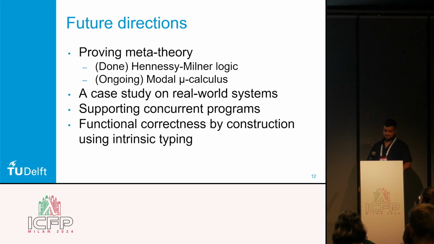Additionally, it would be very valuable to perform a case study to see how this framework performs on real-world systems, because when reasoning about real-world systems using the modal mu calculus, mainly model checkers have been used. That has not been done in a proof assistant, so it would be good to see how that would work in real life. Then adding support for concurrent programs, because currently the framework is limited to only reasoning about sequential programs.